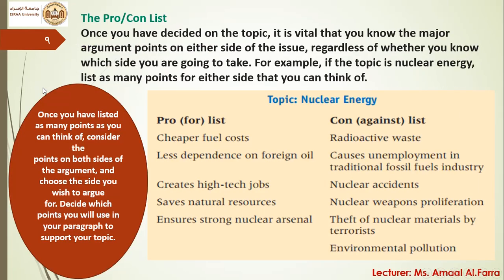Now let's move to another title, that is the pro-con list. Once you have decided on that topic, it is vital, very important, that you know the major argument points on either side of the issue, regardless of whether you know which side you are going to take. For example, if the topic is nuclear energy, list as many points for either side that you can think of. If you are going to write about a topic that is nuclear energy, you are going to do 2 lists. One is the pro and one is con. One is for and one is against this topic.